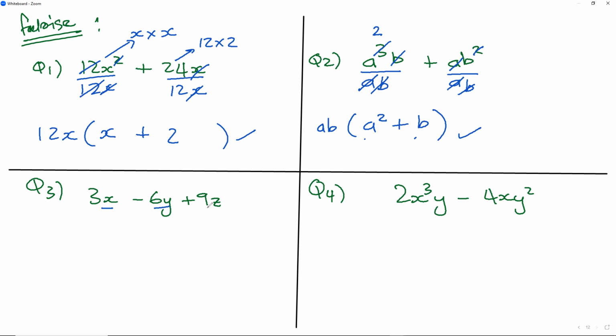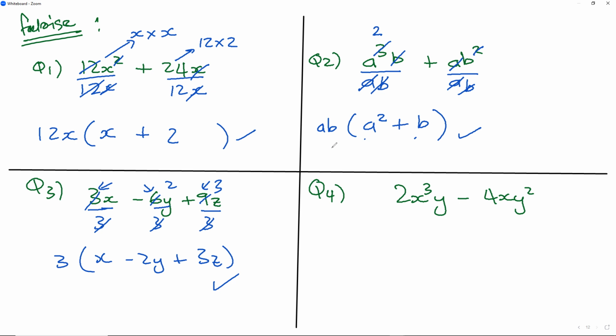Alright, the next one I noticed that all the letters are different. But what number can divide into 3, 6, and 9? And that's 3. So I divide each of it by 3. 3 goes into 6 twice, 3 goes into 9 3 times. Put the 3 on the outside of the bracket, whatever is common, and write whatever is left. Minus 2y plus 3z inside the bracket, and I'm done. This one will be 2 marks, at least, so maybe 3.